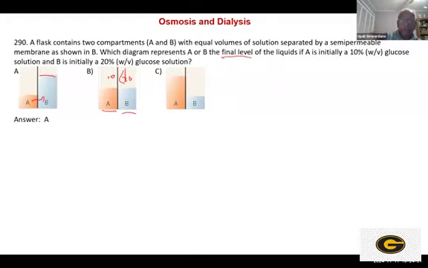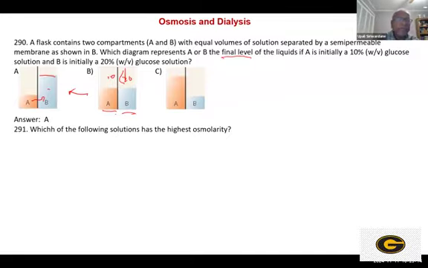If it was the other way around, then this is the correct answer. In this case, this is the initial solution. This is lower concentration, 10%. This is 20. Water flows.